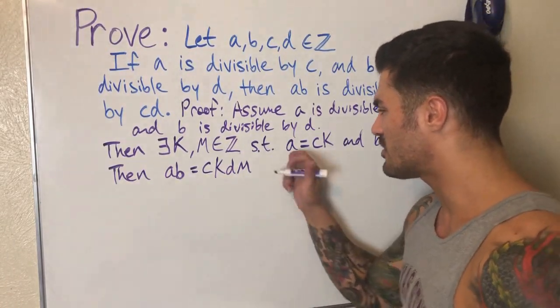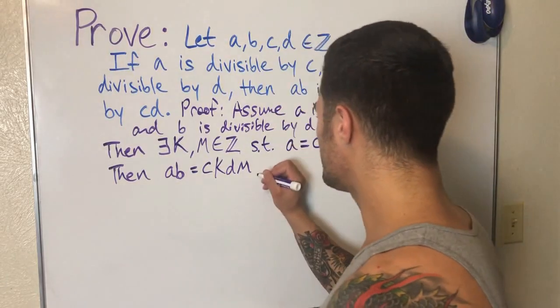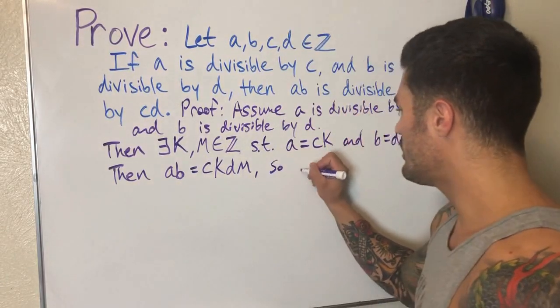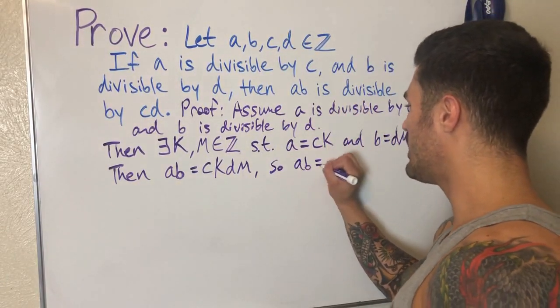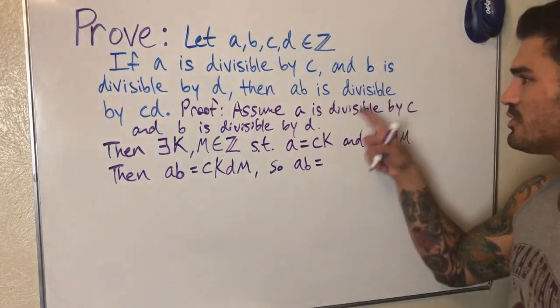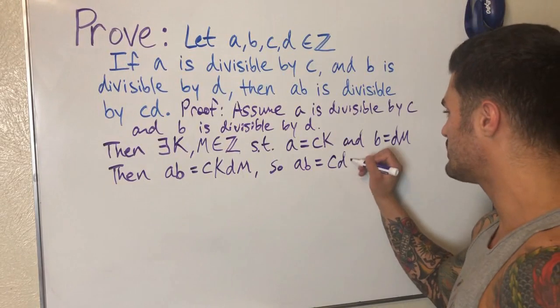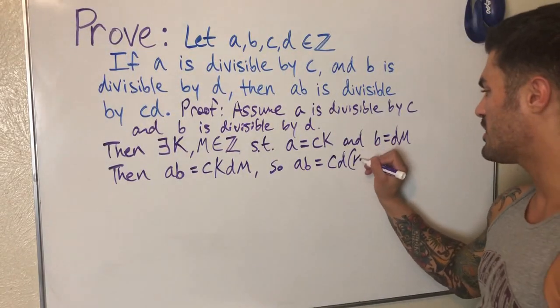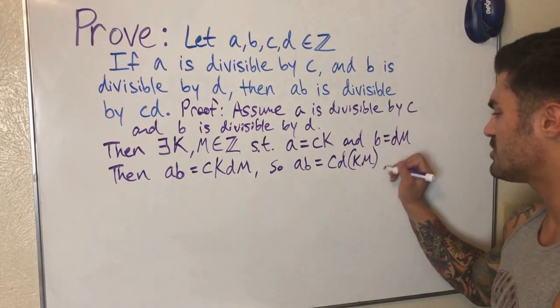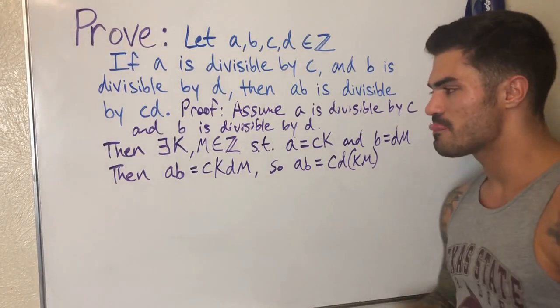Alright, then AB. I'm trying to show AB is divisible by CD. So I'm trying to show AB equals CD times an integer. Oh, I can make this clear. I can make this real clear. So AB, I mean, it's pretty much there, but I'm trying to show that AB equals C times D times an integer. So I can really just factor out the C times D. And I could say, oh, well, KM is definitely an integer because K and M are both integers.